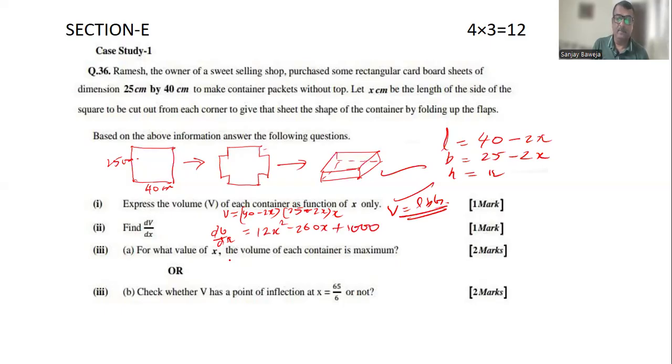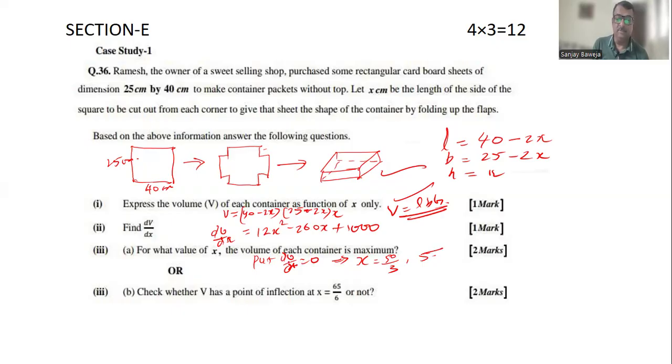Correct? For what value of x is the volume of each container maximum? You have to maximize this. So when you put dV by dx equal to 0, for maximum or minimum, that gives you values of x as 50 by 3 and 5, right?